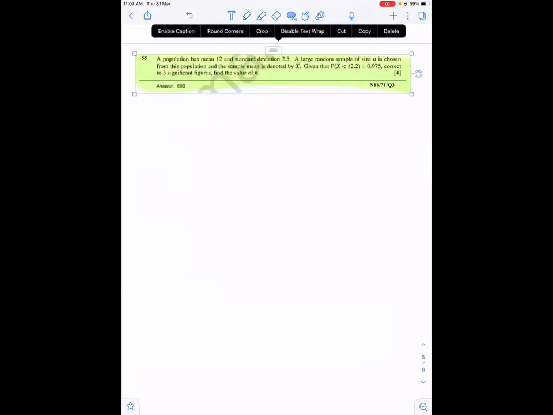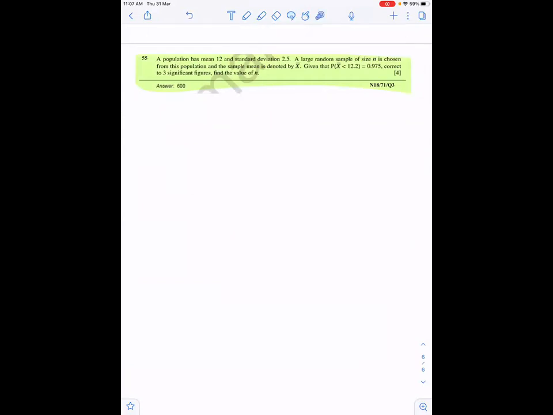It says the population has mean 12 and standard deviation 2.5, a large random sample of size n. They are talking about large, that means you can approximate it to normal. It is chosen from the population and the sample mean is denoted by x bar. Given that the probability of the sample mean being less than 12.2 is 0.975, find the value of n, correct to 3 significant figures.